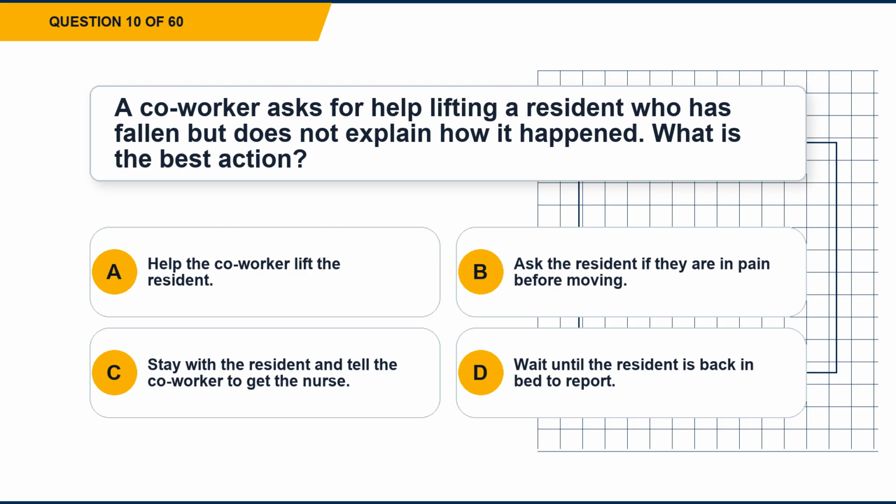Question 10. A coworker asks for help lifting a resident who has fallen but does not explain how it happened. What is the best action? Option A. Help the coworker lift the resident. Option B. Ask the resident if they are in pain before moving. Option C. Stay with the resident and tell the coworker to get the nurse. Option D. Wait until the resident is back in bed to report.